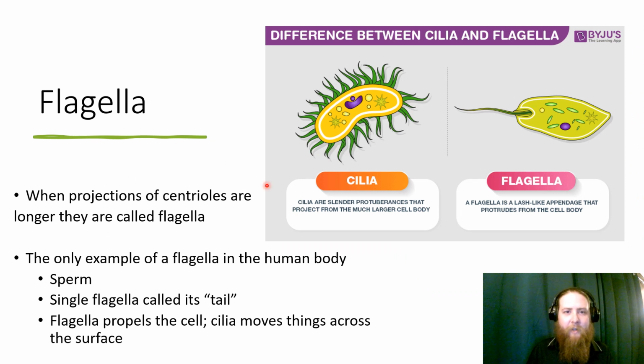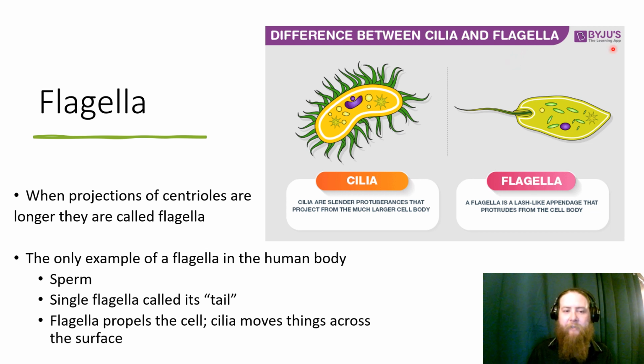All right, flagella. They're kind of related to cilia, but when they are longer, they're called flagella. In the human body, there's only one flagellum, and that is the sperm. This guy here is a paramecium, a protist. They have lots of flagella. Bacteria will have flagella. The sperm has a single flagellum called a tail.